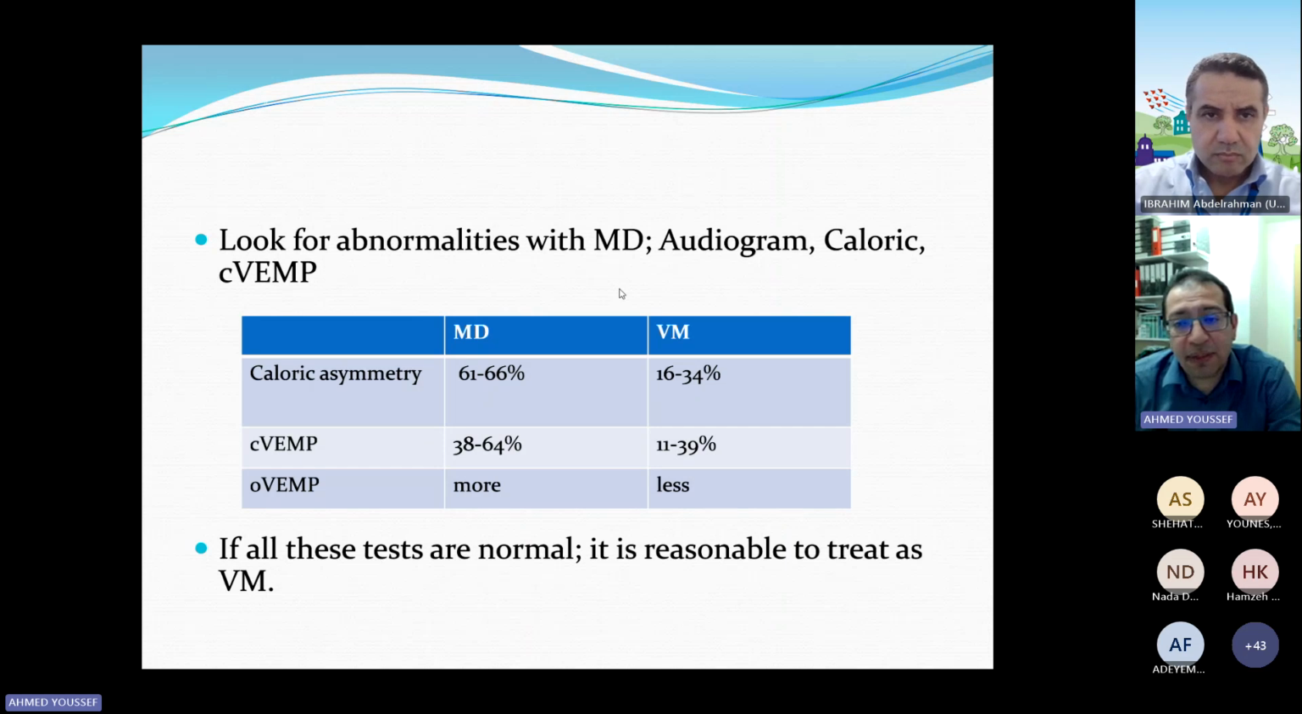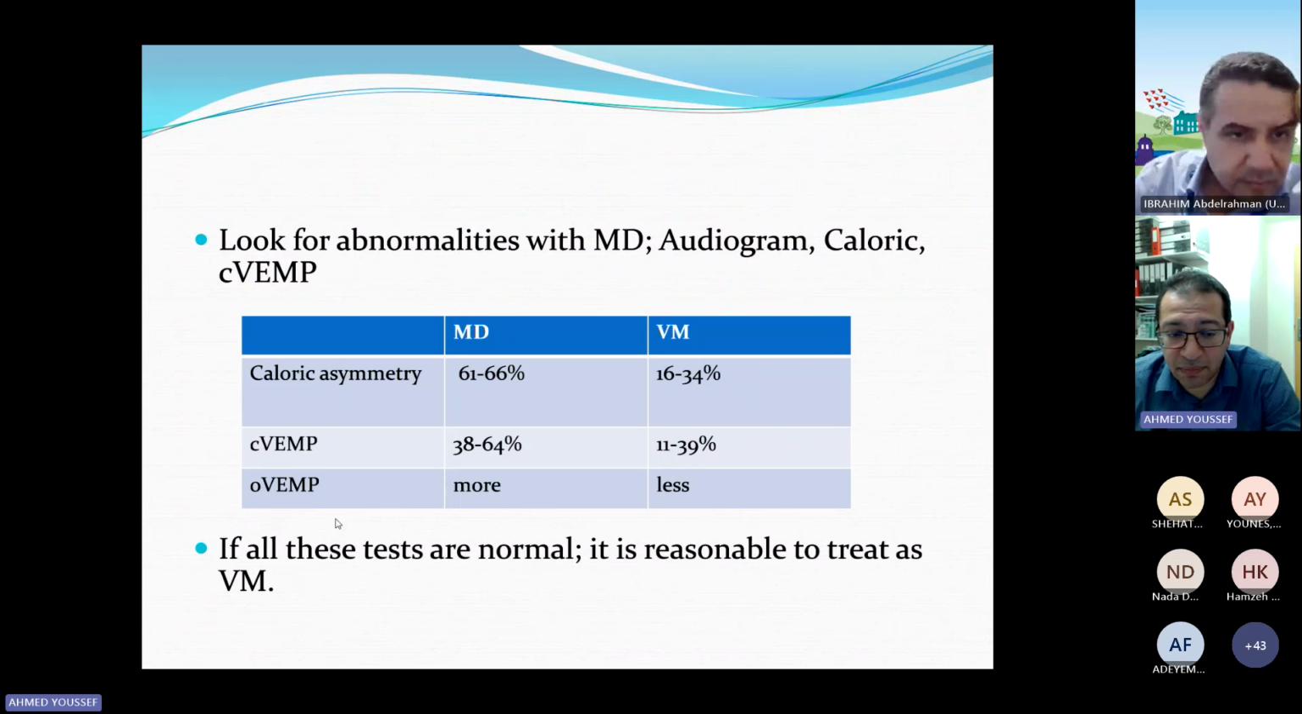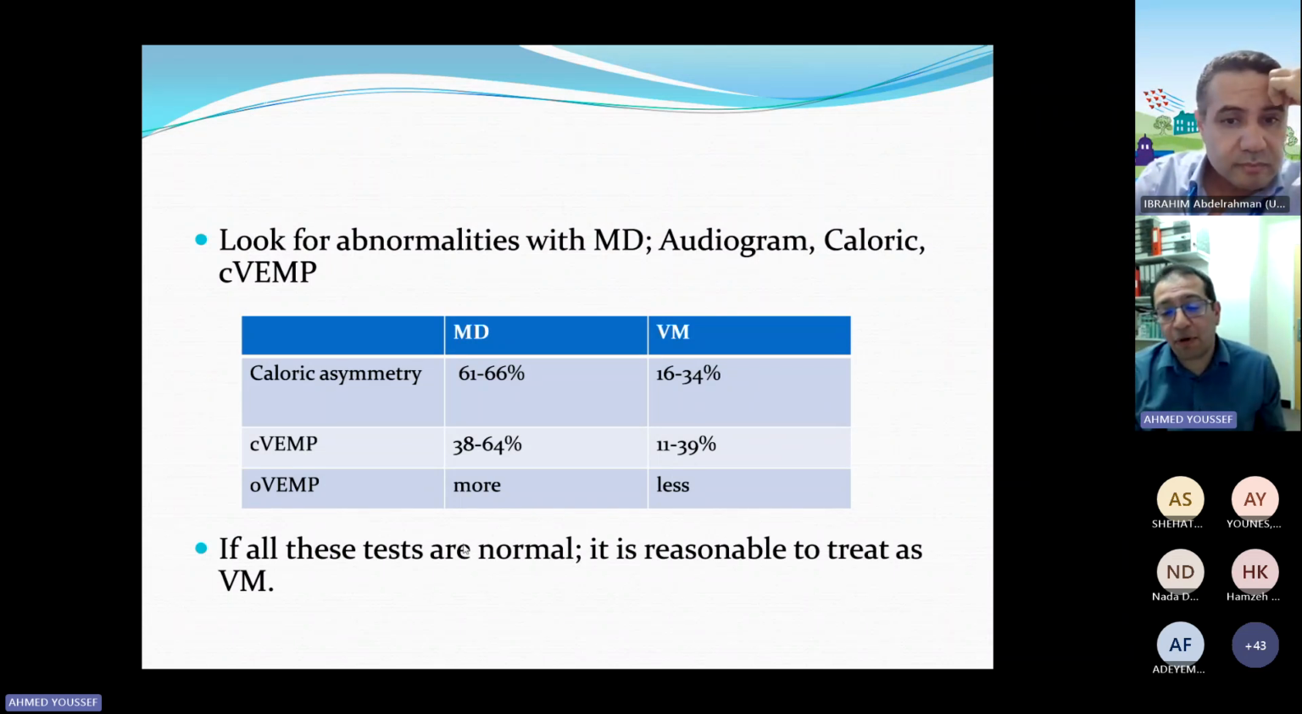If you look at the abnormalities in the testing, we normally do an audiogram, do caloric testing especially for Meniere's disease, and then we look at the cervical or the different VEMPs. Meniere's disease, as we mentioned, caloric asymmetry in 61 to 66%. Vestibular migraines are a lot less. CVEMPs with Meniere's disease, higher, 38 to 64% become abnormal. With vestibular migraines, less, and even more with the ocular VEMPs. At the end, if you've done these tests and they are normal, it is reasonable to treat the patient as vestibular migraines.